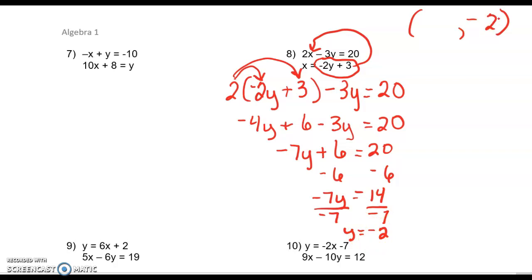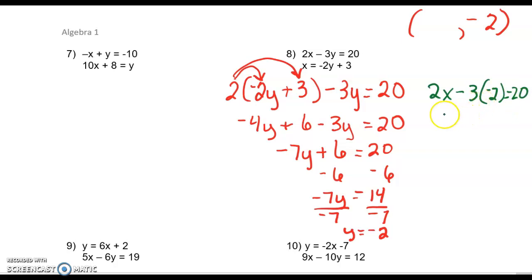We still need x. Since we still need x, and I'm going to erase some of my arrows here, you can always rewind and rewatch those. I need to find x. I now know y, so I can think, where would I want to put that y so that I can get x by itself? I think I'm going to choose this top one. So I'm going to start with the equation 2x minus 3, I'm going to replace the y with a -2 equals 20.